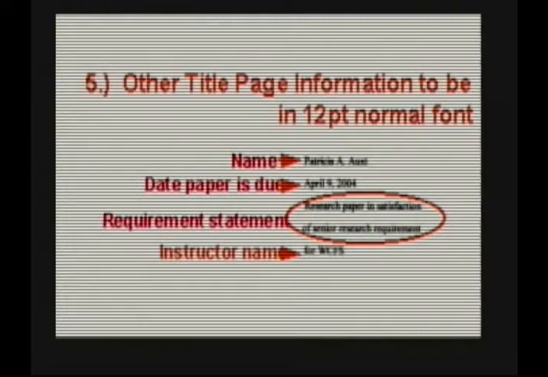Let's look at these other points here. You're going to have the name. You're going to have the date the paper is due. That's the date it's due on your homework assignment sheet. It's going to be the requirement statement. What is this paper written in satisfaction of? And the instructor name. Now, she doesn't have an instructor name on there, I guess, to protect her instructor that year. But that's my name. Do you know who I am? I'm Mr. Cox. If you don't know that yet, you can put that on your notes. Okay, so that's the first sheet.